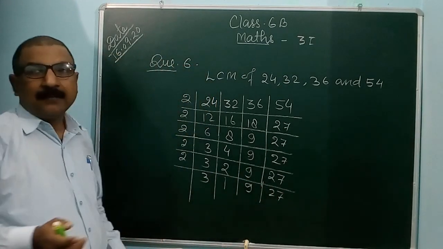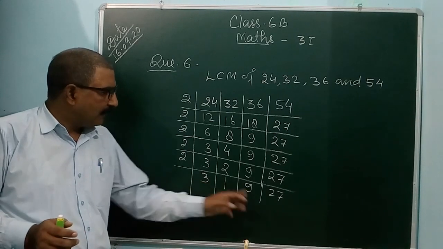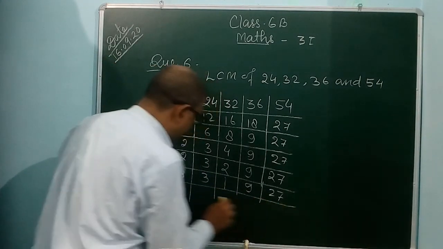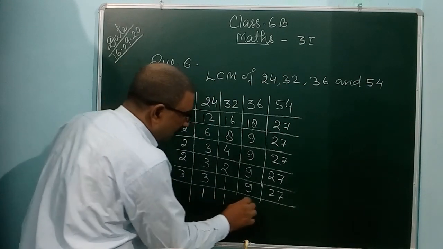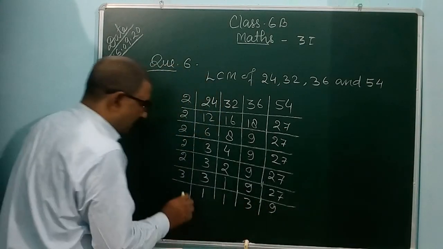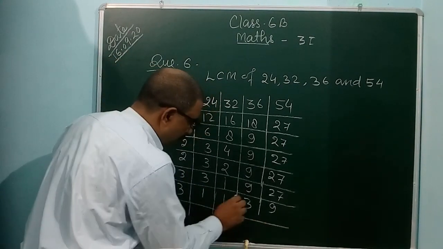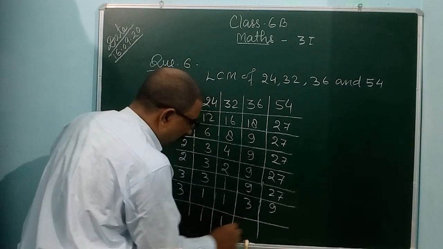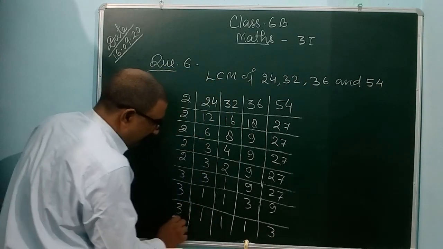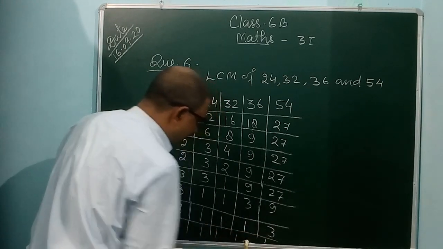After that you can see that it is divisible by 3. By 3, 3, 9, 27 are all divisible. By 3 you can divide: 3 1 is 3, 3 3s are 9, and 3 9s are 27. Then again divide by 3: 1, 1, 1, and 3 3s are 9. By 3 again you can divide: 1, 1, 1 and 1, 3 1 is 3.